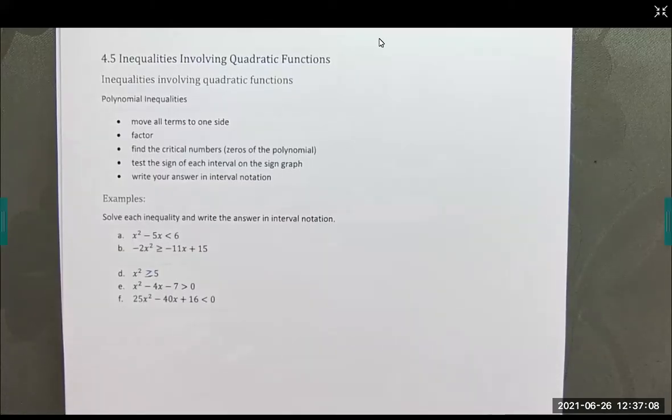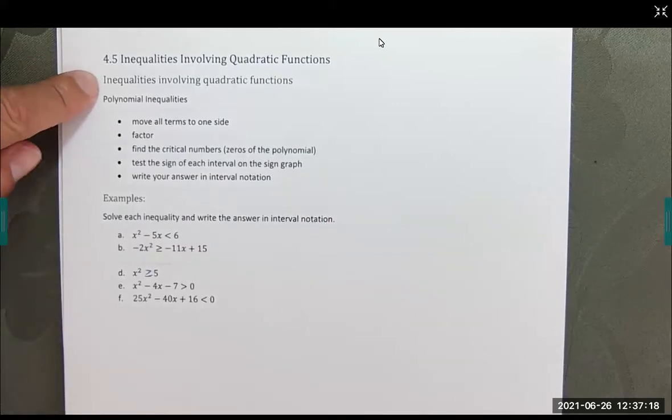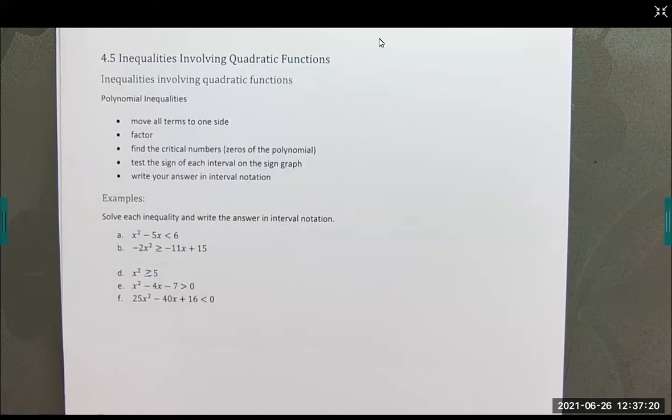All right, welcome back. We are to the final section in chapter 4. These are going to seem a little weird, understandably. What we're going to do is quadratic inequalities. And to solve these, we're going to end up with intervals of numbers as we do this. And this is basically telling us where the function is positive, where it is negative, meaning when it is above the x-axis and when it is below the x-axis.